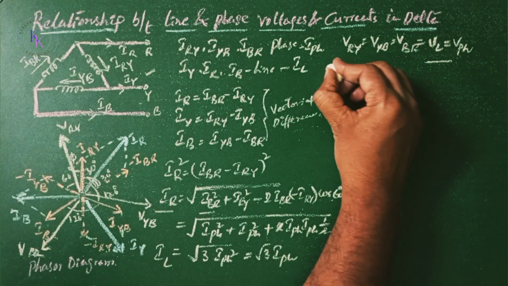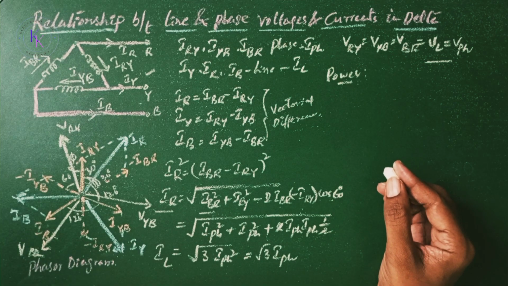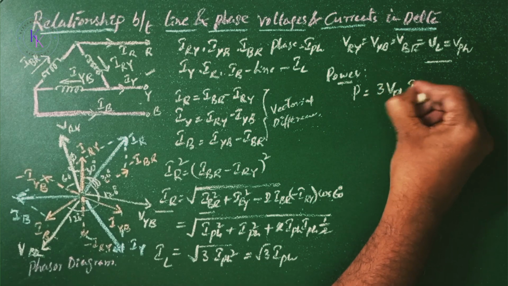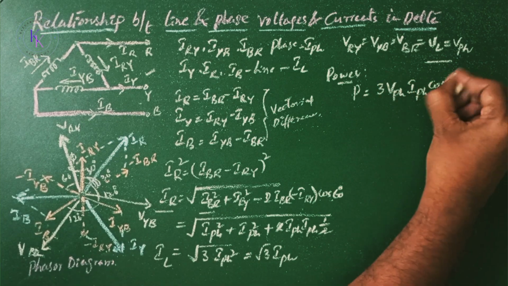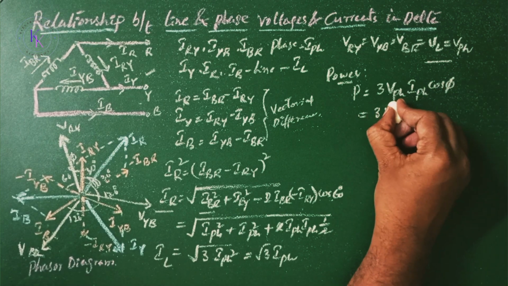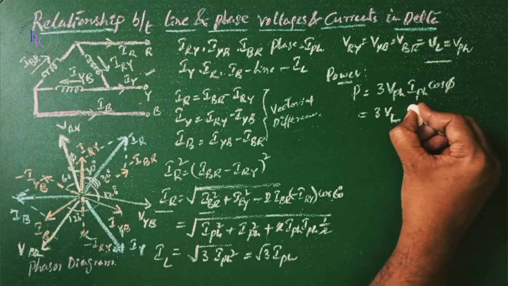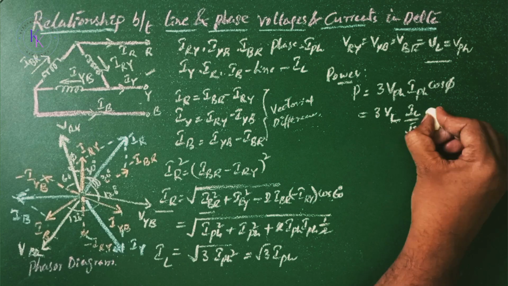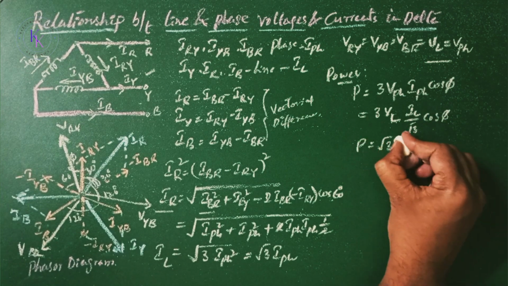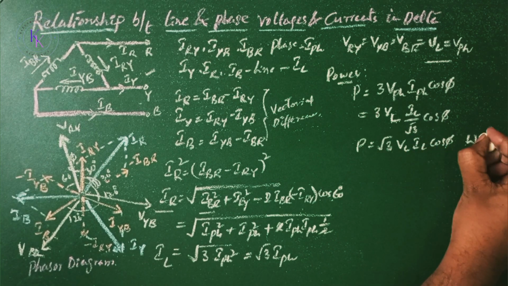Now, power in delta connection. The real power in delta connection is given by P equals 3 times V_ph I_ph cos phi. That equals 3 times V_ph, which equals V_L, whereas I_ph equals I_L by root 3, cos phi. Then P equals root 3 times V_L I_L cos phi, which is in watts.